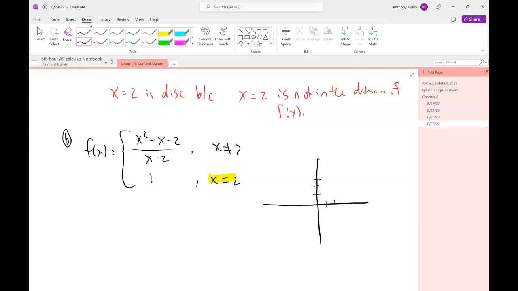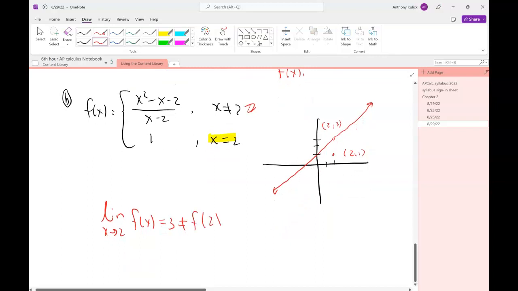Does this have a discontinuity, though? If you remember, this was my graph of the top, and then at 2, we have the point where y is 1, so we have the point 2, 1 there. Is there still a discontinuity? Well, sure! We can see obviously that the limit as x approaches 2 of f of x is equal to 3, which is not f of 2, which was 1. So we still have a discontinuity at x equals 2, even though 2 is certainly in the domain. We solved the issue that we had in part A.